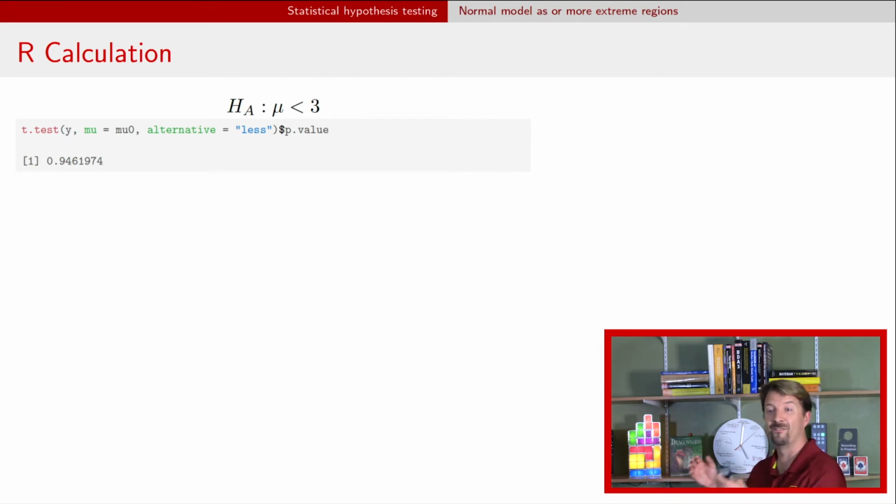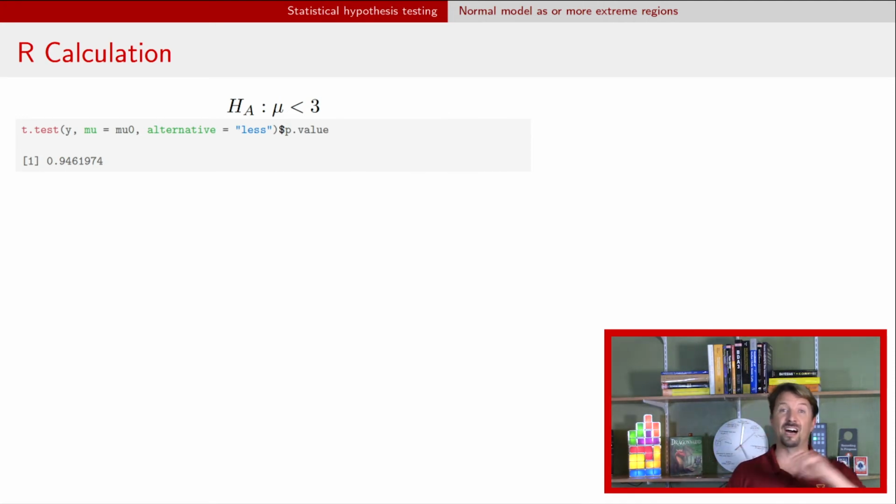We plug in the vector of data observations y. We determine what our mu naught was. In this example, it was 3. And we specify our alternative hypothesis, which in this first example was less than. And we calculate the p-value. In this case, as we saw in the picture before, it's quite large, about 0.95.